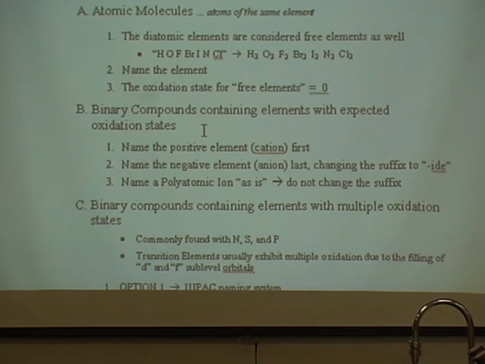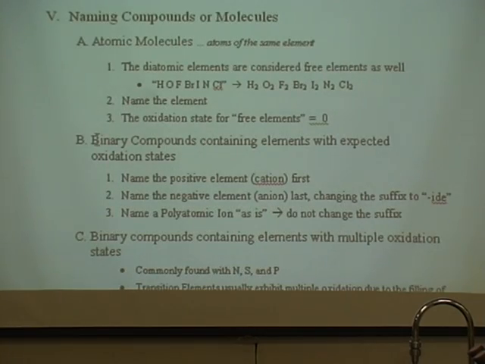A binary compound is pretty easy to name as well. Binary means 2, means it has 2 elements in it. And we're going with the fact that when you look at the periodic table, you get the oxidation that you would expect. For instance, all the alkali metals are in group 1A. That means they lose 1 electron, they become a +1 charge. That's what we'd expect. So we name them as is.